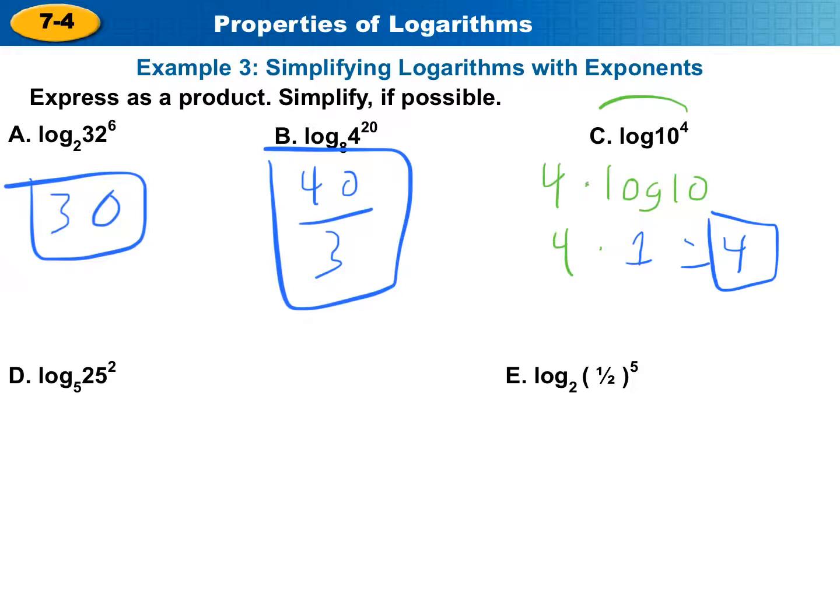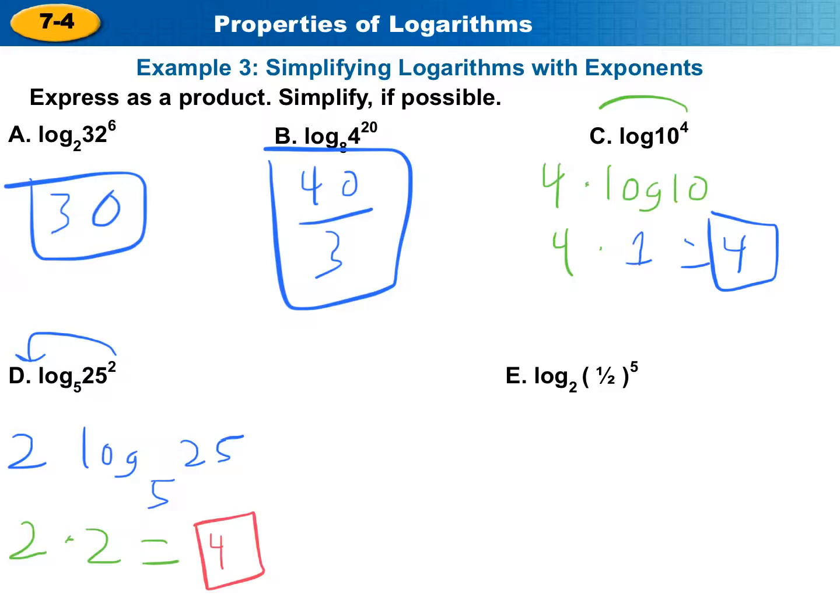The next one we have log base 5 of 25 to the second power. So the 2 comes out front. Now we have log base 5 of 25. And 5 raised to what power is going to be 25? That's going to be 2. 2 times 2 is 4.